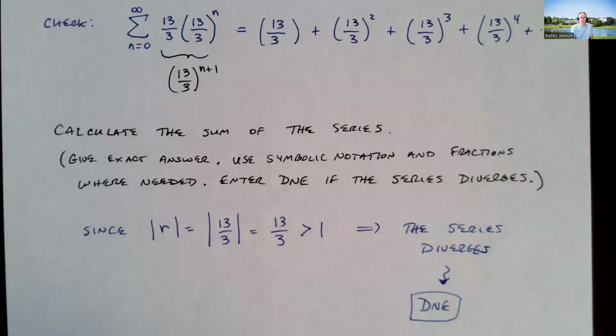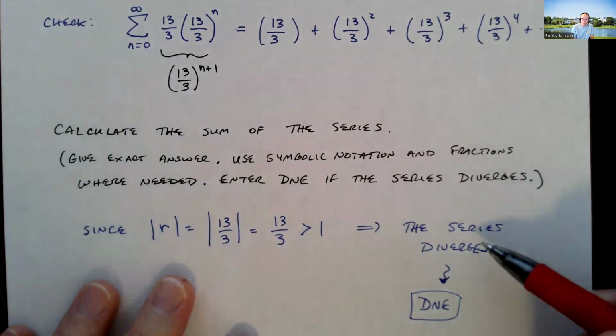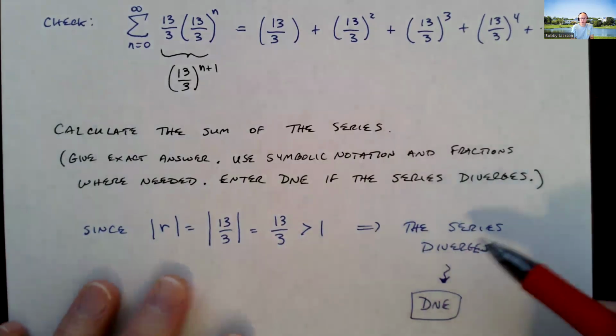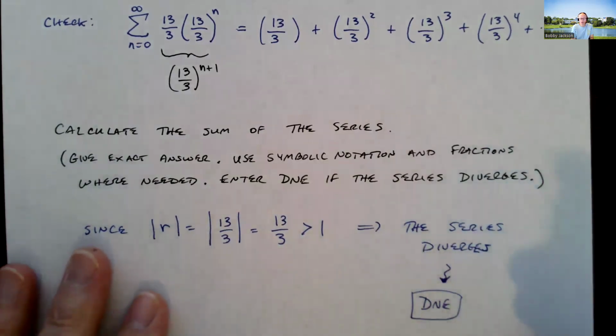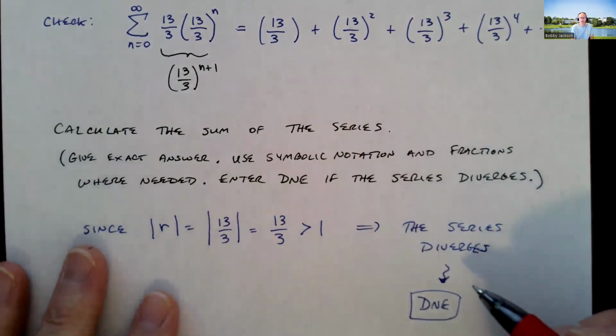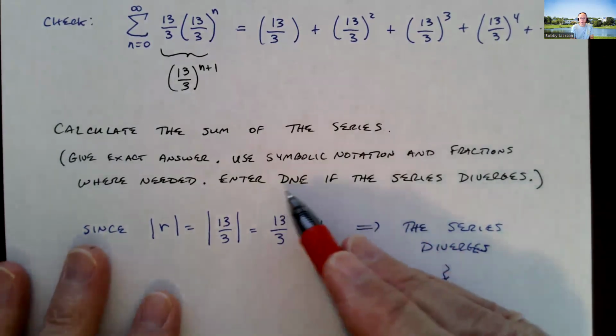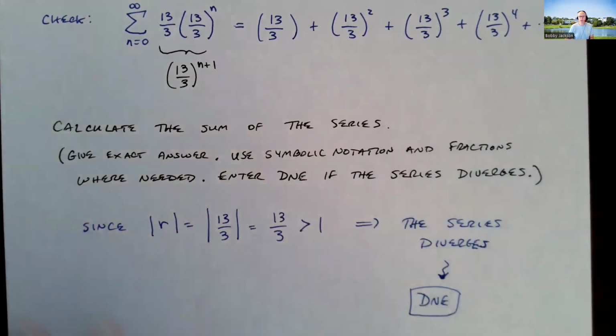So a geometric series will only be convergent if the absolute value of that ratio r is less than 1, between -1 and +1. If that's not the case, like here, the series diverges and there is no sum. Don't use the sum formula in that case. That's incorrect. Of course, what they want us to do is to enter DNE.